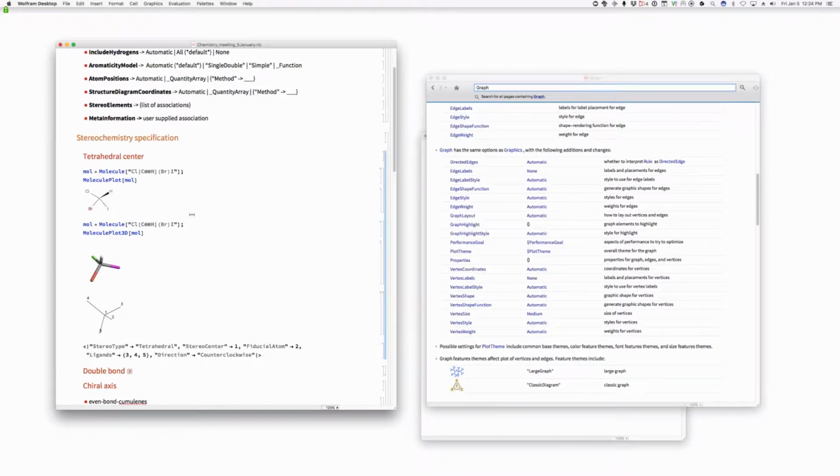Yeah, and these are just some examples that we had put together. The first one was for a stereo center. In the last notebook, not all the fields were filled in. So here's a concrete example with all of the fields filled in: the fiducial atom, the ligands, and the direction, indicating whether it's going to be clockwise or counterclockwise.